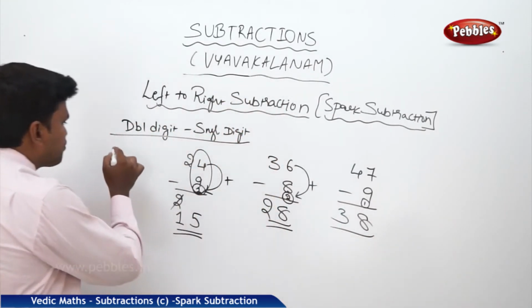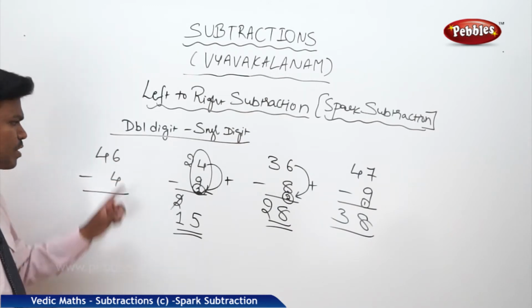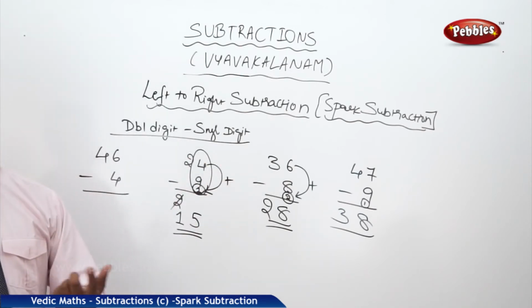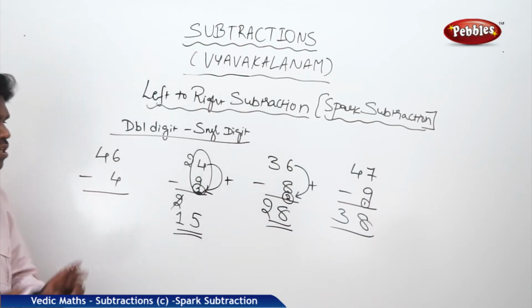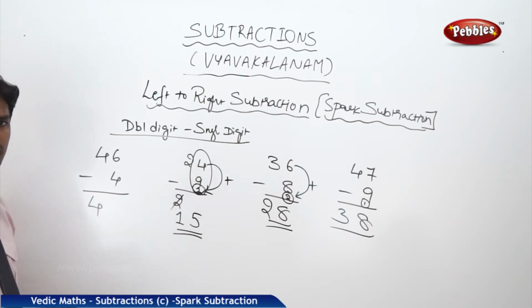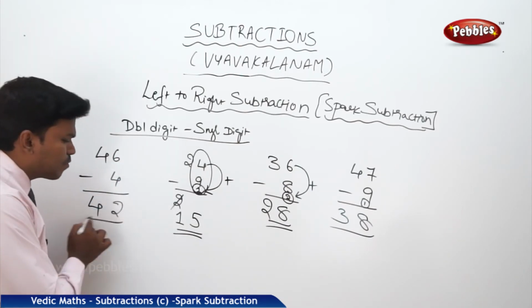Similarly, suppose I ask you what is 46 minus 4. Just drop 4 as it is. Before dropping 4, are the next numbers match or mismatch? This time it is match. No need of subtracting, no need of reducing the before number. So if the next numbers are match, drop this number as it is. So what is 6 minus 4? Directly you can subtract. So the answer is 2. Answer is 42.